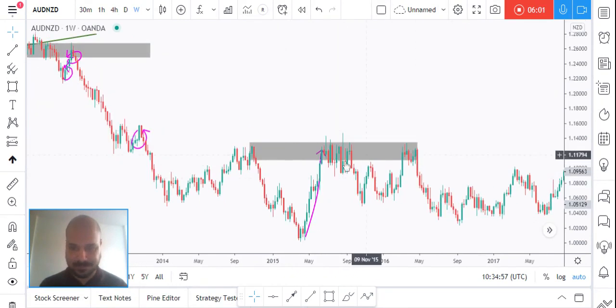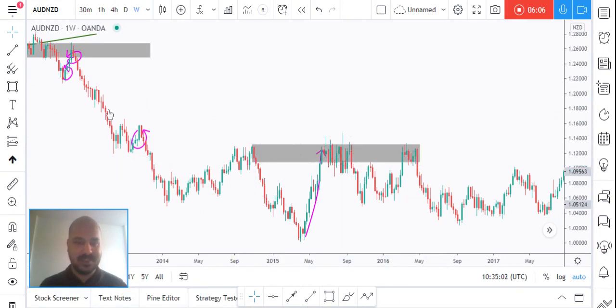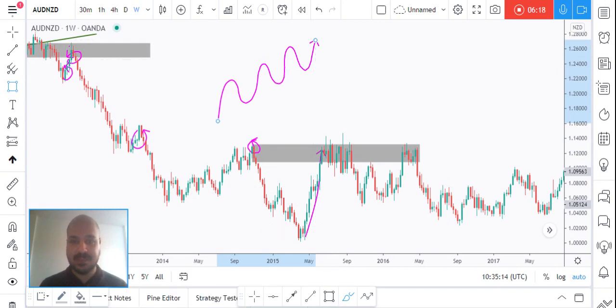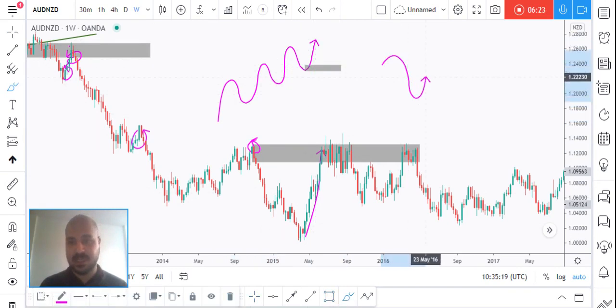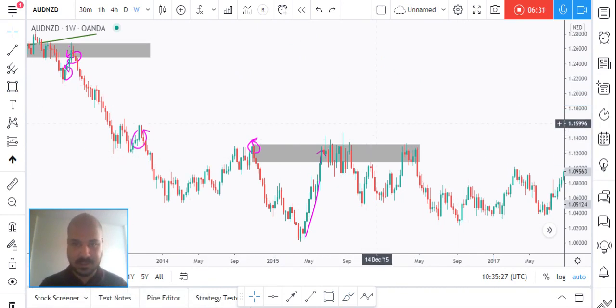Let's zoom in. Here we go. Here's our last swing high, right? Lower lows, lower highs, and the momentum will be shifted because you are in a downtrend. If you are in an uptrend, the momentum will be shifted if price breaks below the last swing low. However, if you are in a downtrend, the momentum will be shifted if price breaks above the last swing high, like in this case.